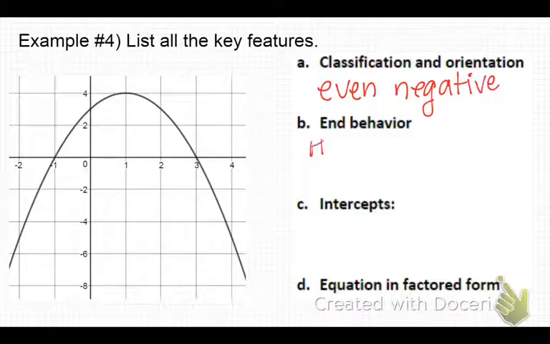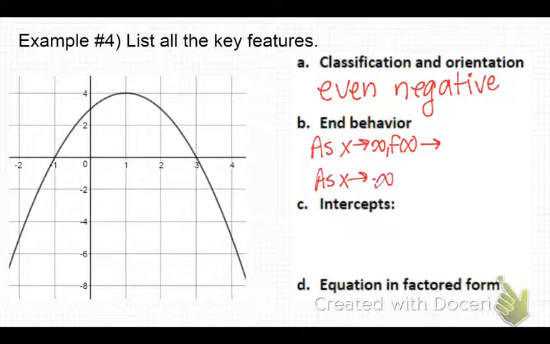So my end behavior is as x goes to infinity, where does f of x go? And as x goes to negative infinity, where does f of x go? Oh, I'm tired. So as I move to the right, where does y go? Is it up or down? Down. So that is negative infinity. And what about as I move to the left? That is also down.